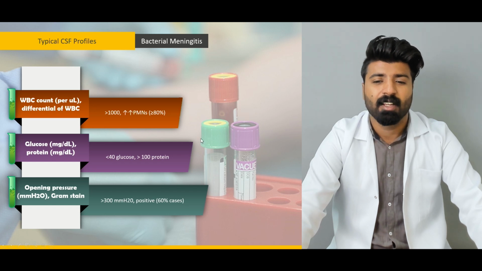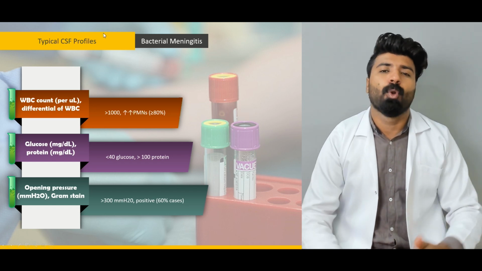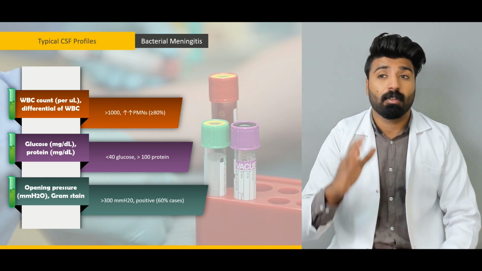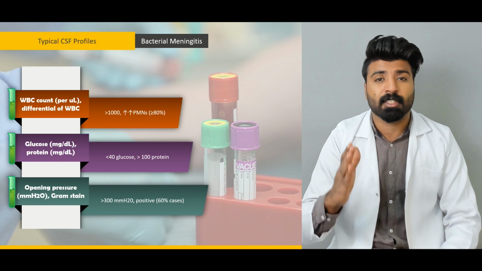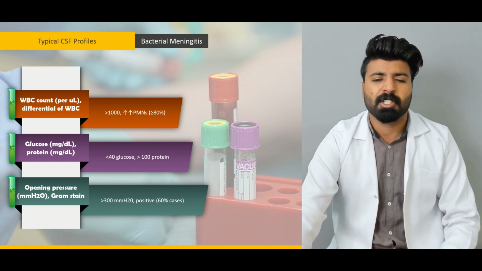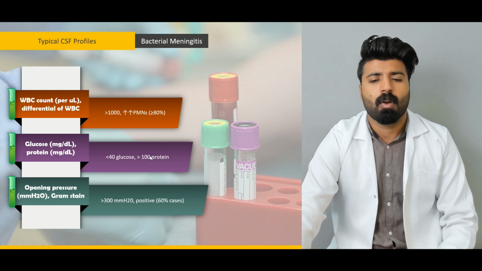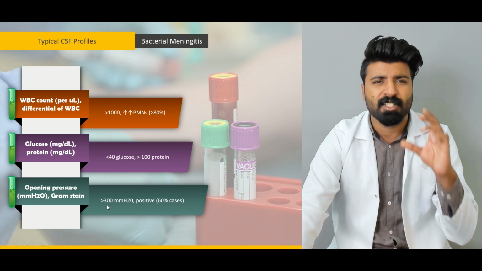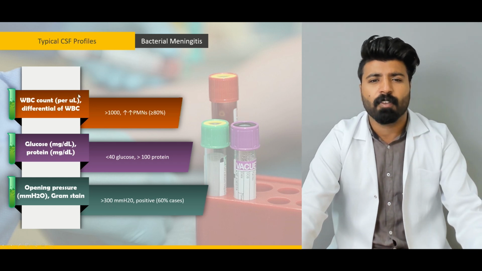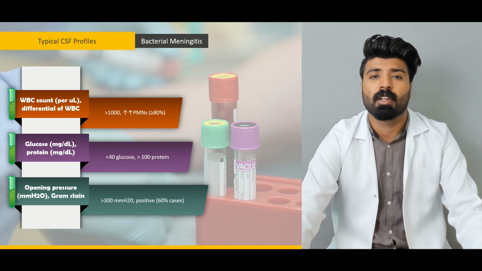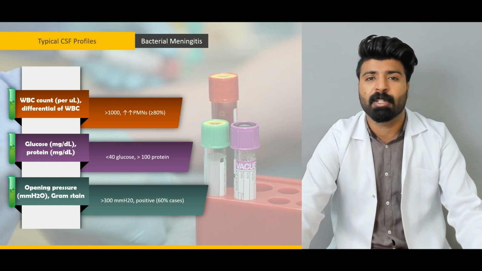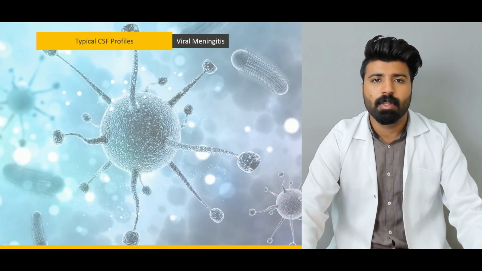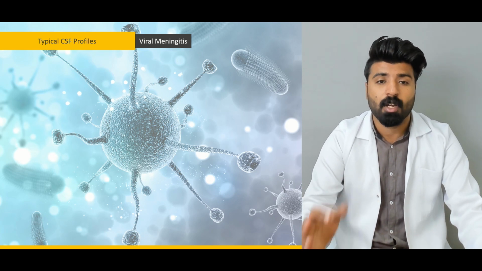Now, this is a typical CSF profile that you look for in order to either confirm your diagnosis of bacterial meningitis or exclude it. Maybe that patient has more than 40 glucose or less than 100 proteins or less than 1000 WBCs or less than 300. So you'll think, no, it's not fitting that profile. It's not fitting the criteria that we talked about for bacterial meningitis. So you will be done with that. Okay, bacterial meningitis is not an option. Let's go for the viral ones, the other causes of meningitis. So that's how you know whether the patient is suffering from bacterial meningitis or not.